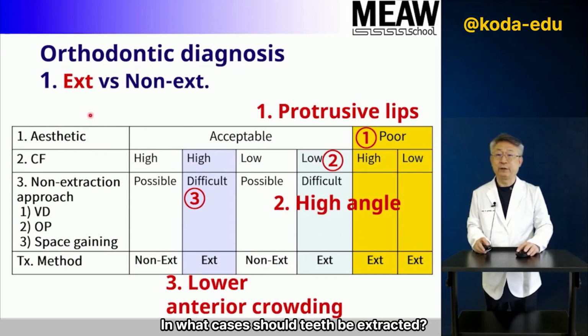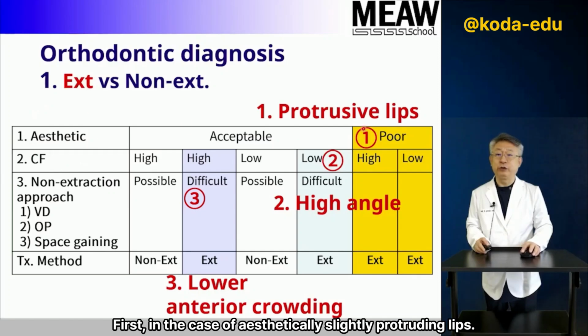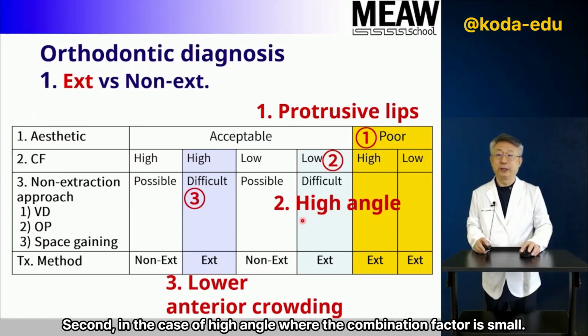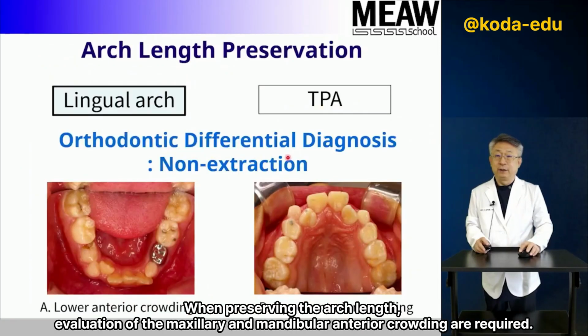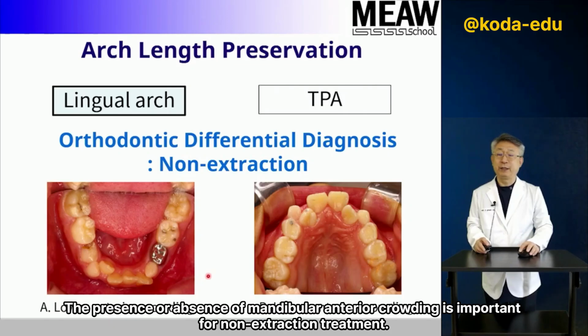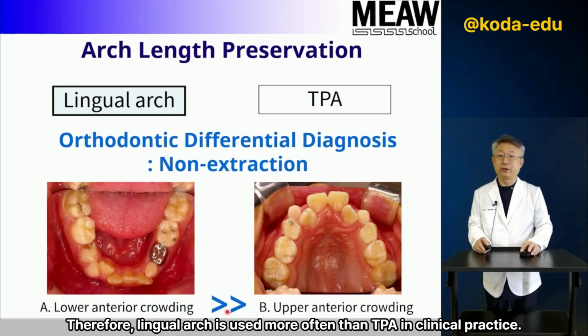In what cases should teeth be extracted? First, in the case of aesthetically slightly protruding lips. Second, in the case of high angle where the combination factor is small. Third, in the cases of crowding observed in the mandibular anterior region, the premolar is likely to be extracted. When preserving the arch length, evaluation of the maxillary and mandibular anterior crowding is required. The presence or absence of mandibular anterior crowding is important for non-extraction treatment. Therefore, lingual arch is used more often than TPA in clinical practice.